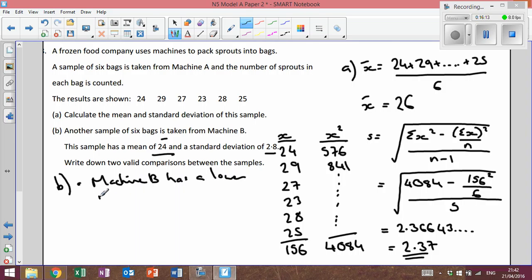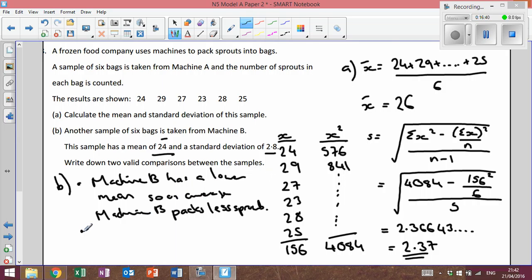Okay, so there's your first part of your statement, but you won't get anything unless you tell me what that actually tells us. Okay, so machine B has a lower mean. So on average, machine B packs less sprouts. That sounds like a good thing to me. Okay, so packs less sprouts. So there's our first statement, lower mean, but that tells us that it packs less sprouts.